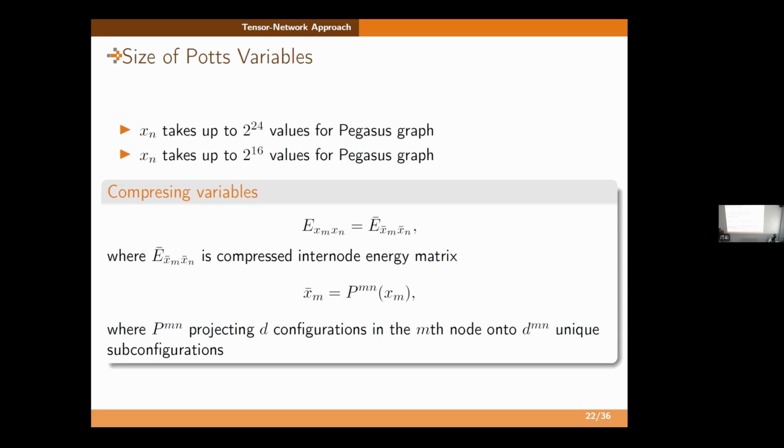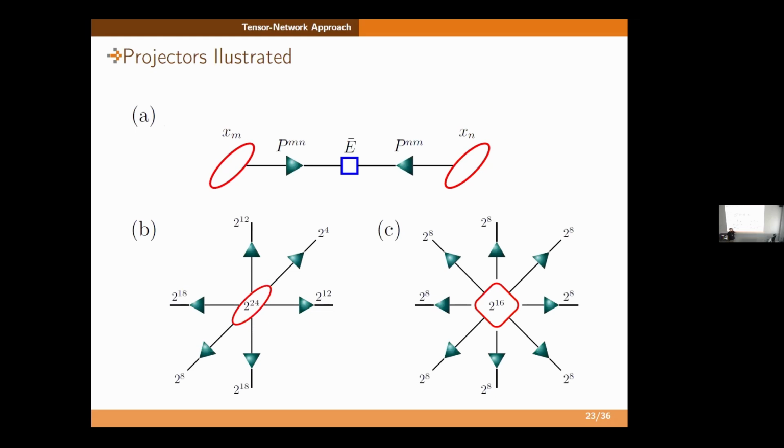And also, when we have only these existing connections, we can compress the whole configuration into the unique sub-configurations, here denoted by d to the power of mn. And here is how we do it graphically. That's why I told you that the tensor network graphs are important. As you can see, here we have one unit cell, second unit cell.